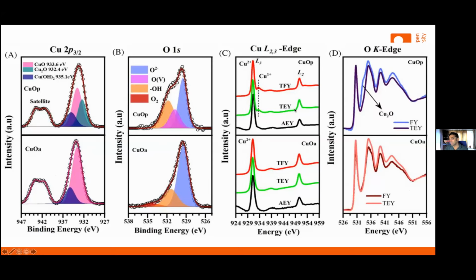TEY is nothing but total electron yield. We collect all the electrons. Then during this process, the transition also produces a quenching of photons. Those photons are collected as the total photon yield using a photodiode detector.